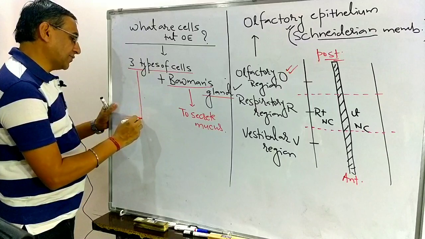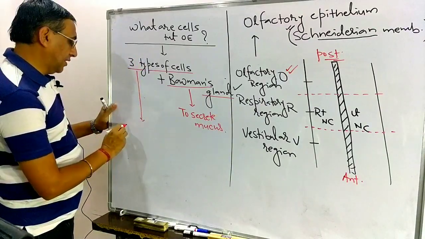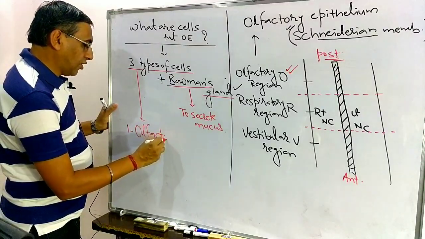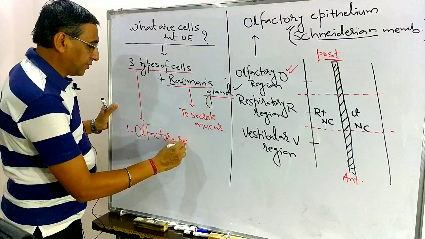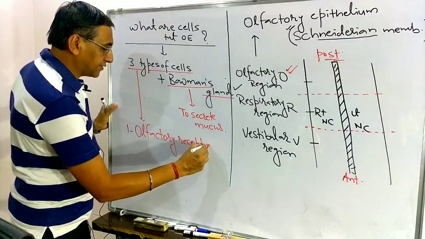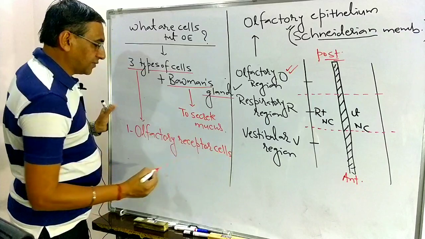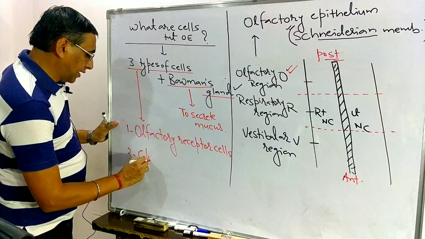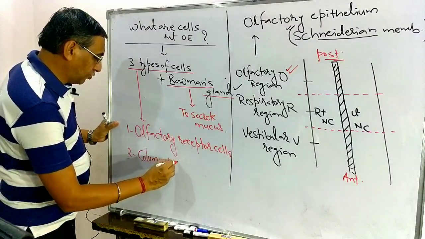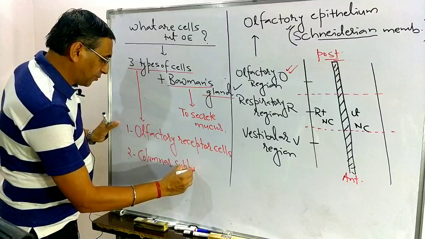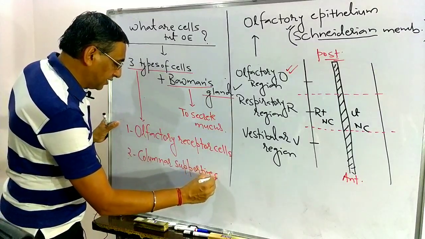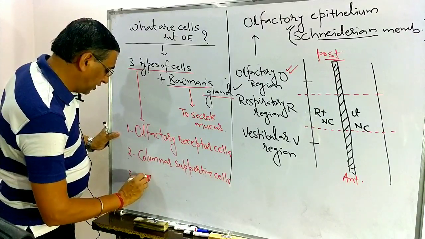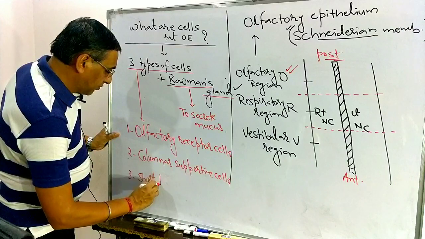What are the three types of cells present in the olfactory epithelium? First are the olfactory receptor cells. Second are the columnar supporting cells. And third are the short basal cells.